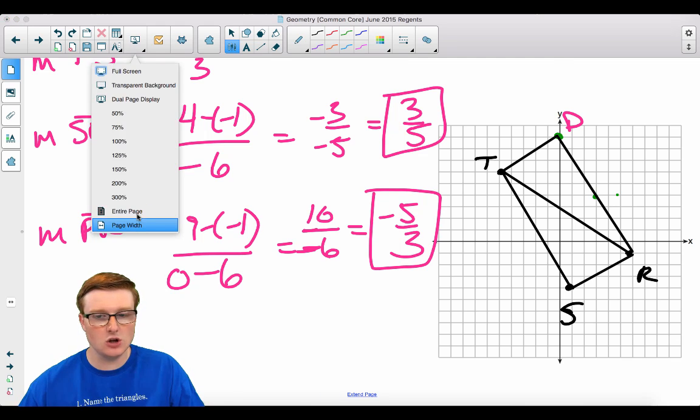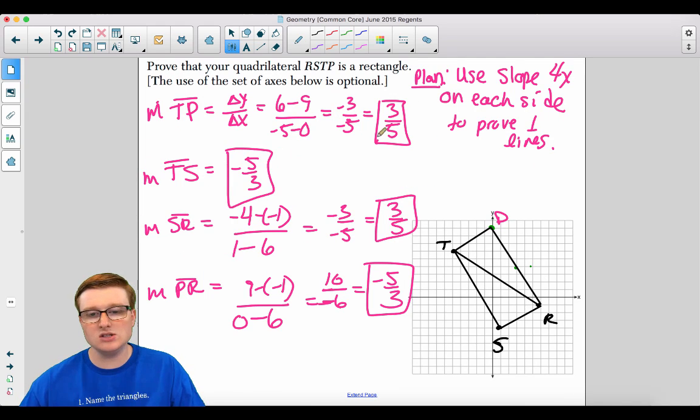So look at all these slopes, ladies and gentlemen. All of these slopes, they're all negative reciprocals. The 3/5 is a negative reciprocal of negative 5/3. So these adjacent sides, they're all perpendicular to each other. So you have to state a conclusion.